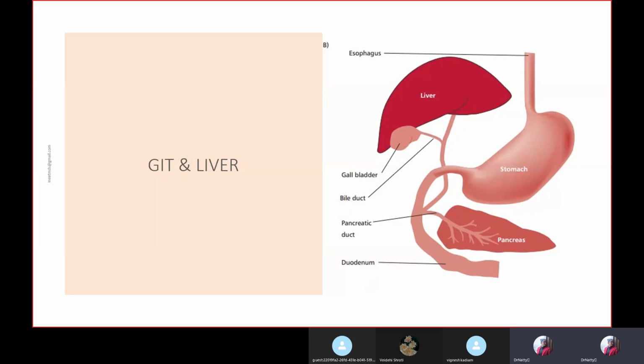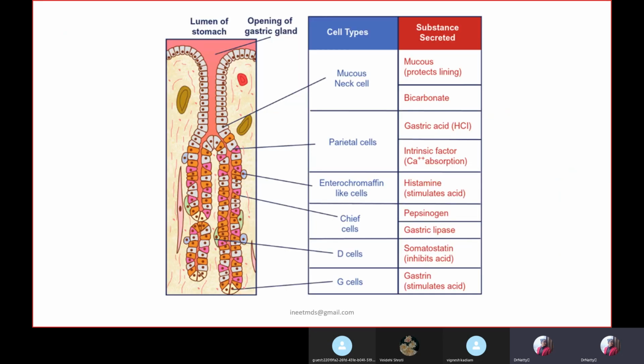Under that you have organs starting from the esophagus till the liver, and I will cover the surrounding structures of the liver as well. The first important topic related to the gastric system is the type of gastric cells and the substances secreted from them. You have the mucous neck cell, which secretes mucus, and the mucus provides a protective lining to the stomach as well as stopping acid regurgitation. It also produces bicarbonate, which helps in neutralizing the acid.